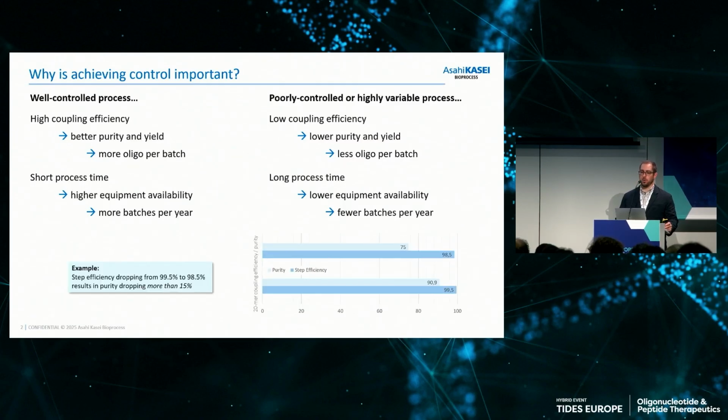So let's look at an example. If we take a 20-mer molecule, and we've got a coupling efficiency of, let's say, 99.5%. If that drops 1% to 98.5%, then we lose over 15% of our purity. And that compounds because for a 20-mer, we've got 19 couplings that we're achieving that efficiency at. So while tight process control is important for any manufacturing process, it's of the utmost importance, particularly for synthesis.